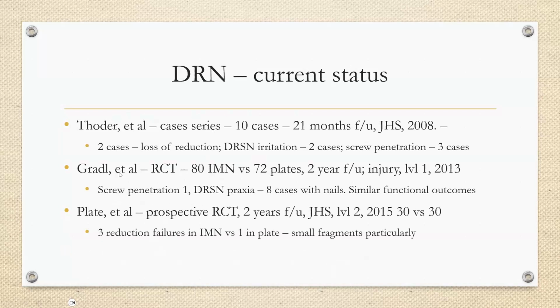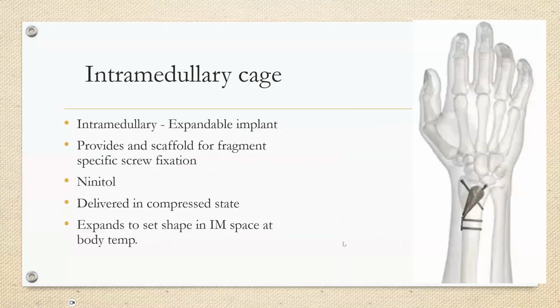These are a few notable studies available. There's one study with around 80 patients of nails against 70 patients of plates. It's a randomized controlled study with 2-year follow-up, showing good results, with only one case of screw penetration, however a higher incidence of sensory neuropraxia. Again, there's one study by Plate et al., published in the Journal of Hand Surgery. This is again an RCT, which showed a loss of reduction with the use of the nail as compared to a plate, particularly with small extra-articular fragments.